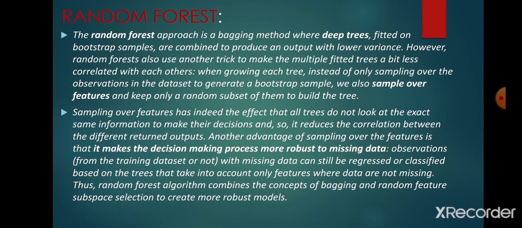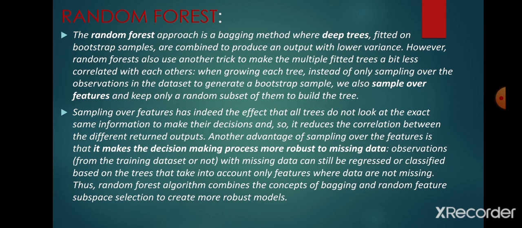The random forest approach is a bagging method where deep trees fitted on bootstrap samples are combined to produce an output with lower variance. However, random forests also use another trick to make the multiple fitted trees a bit less correlated with each other. When growing each tree, instead of only sampling over the observations in the data set to generate a bootstrap sample, we also sample over features and keep only a random subset of them to build the tree. Sampling over features has the effect that all trees do not look at the exact same information to make their decision, and so it reduces correlation between the different returned outputs.